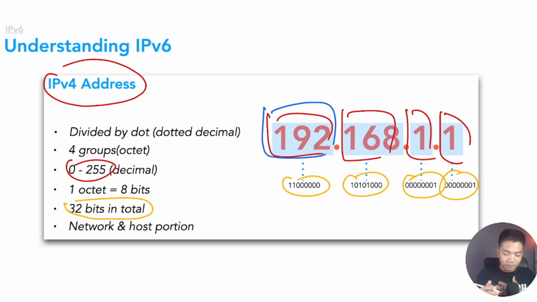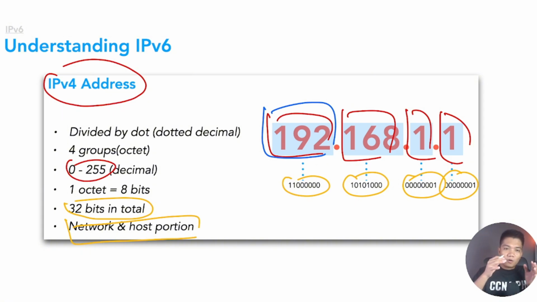And then, we know that when we include the subnet mask, IP version 4 is always composed of a network and a host portion. The network is like the street address, and the host portion is like the house number, or the IP address of each device. So we're clear with this, right? This is just a refresher. We already studied this in IPv4.